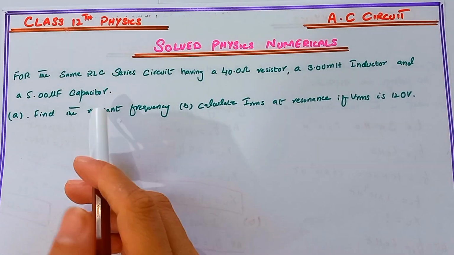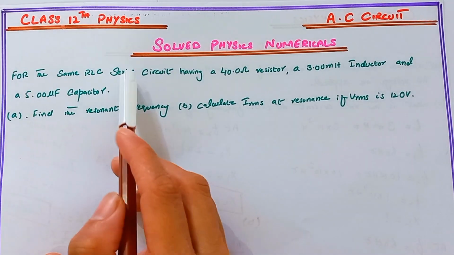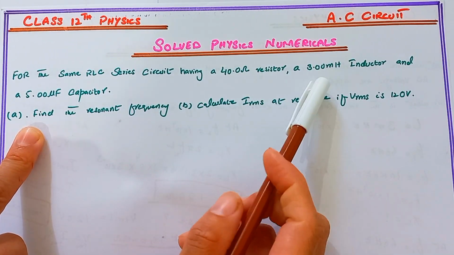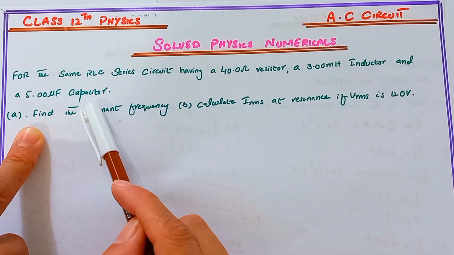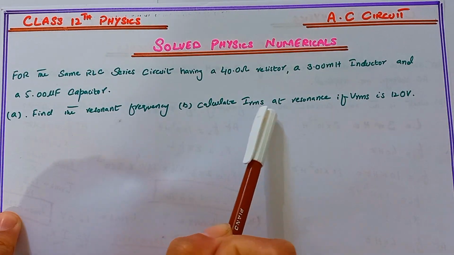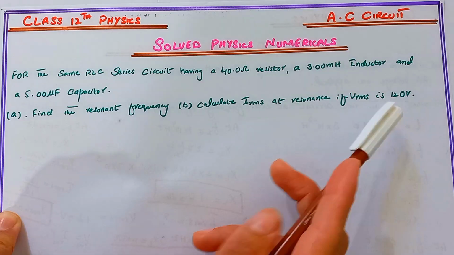Here we discuss the numerical related to the chapter AC circuit, for the same RLC series circuit having a 40 ohm resistor, a 3 millihenry inductor and a 5.00 microfarad capacitor. Find the resonant frequency, and calculate the root mean square current at resonance if the root mean square voltage is given.